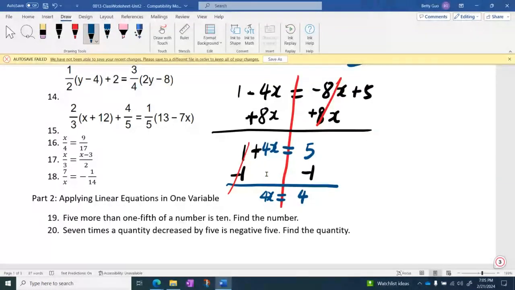And then we apply the division property. Divide each side by 4. That's the same as earlier. And we end up with x equals 1 as well.